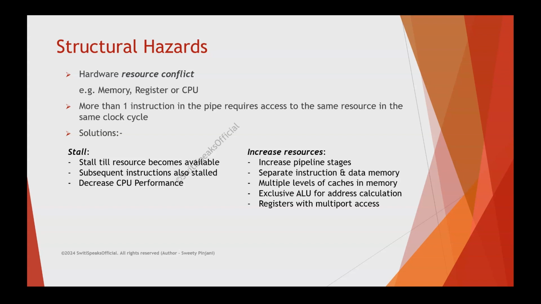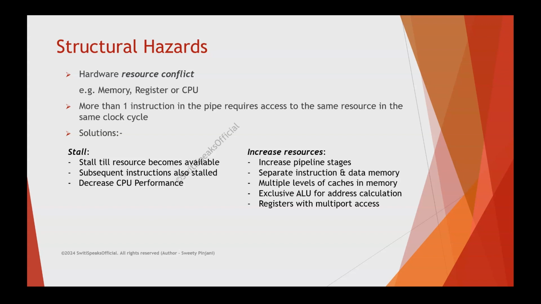You can introduce multiple levels of cache memory. Now say there is a condition in which your ALU is used for address calculation in one instruction and your ALU is being used to execute an ALU instruction in the other instruction. In such cases, you can resolve the conflict by adding an exclusive ALU for your address calculation. In case you have a conflict with registers, you can introduce registers with multi-port access, wherein at a time multiple instructions can access your registers without any conflict.